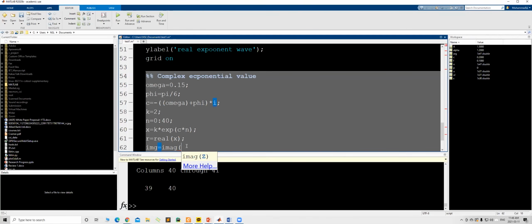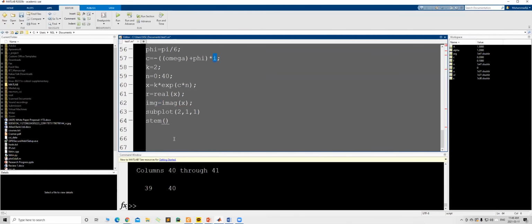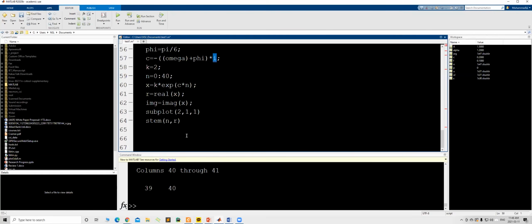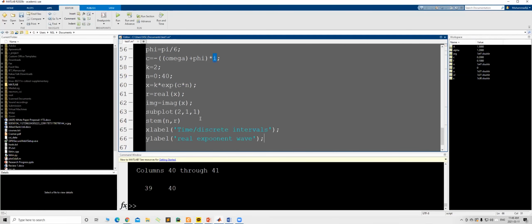See, they are giving you the hint too. So I can now simply plot, for example, n, which is my x-axis, and the real part R. Okay, this is the real part. And if you want to put the x label and y label, I will copy it from there and put it here. This is the discrete time interval, and this is the real exponential value. I can also add the title, this is the real part.